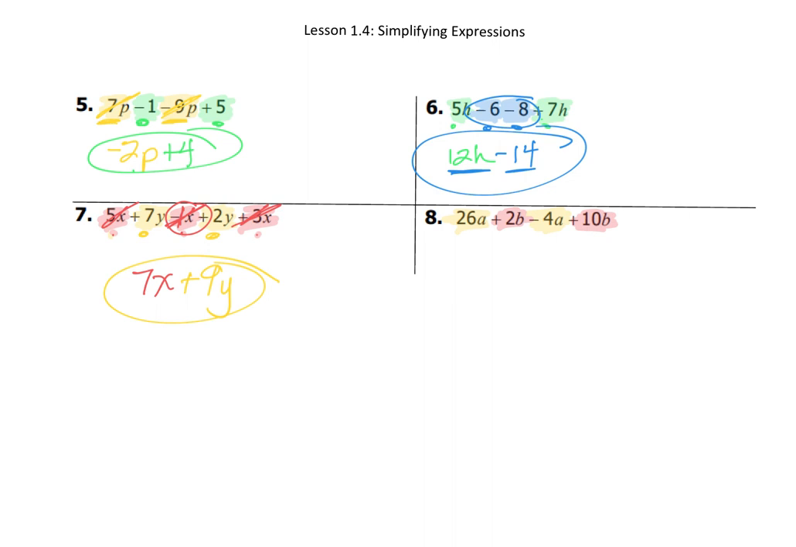Okay, 26a's, if we take away 4a's because it had a minus sign in front of it, so we do have to subtract it, we get 22a. Done with our a's. In red, I have 2b plus 10 b's. How many b's do I have in all? I have 12 b's. So our answer is 22a plus 12b.